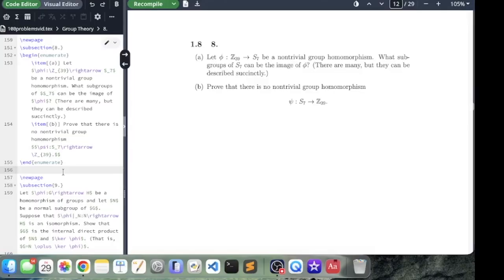So A says let phi from Z39 to Z7 be a non-trivial group homomorphism. What subgroups of S7 can be the image of phi? There are many, but they can be described succinctly.